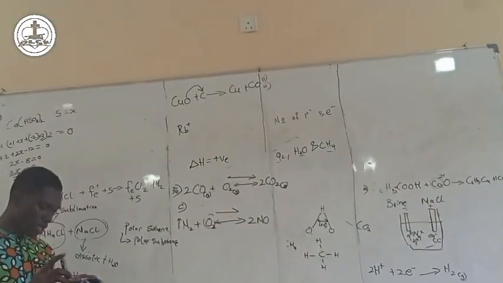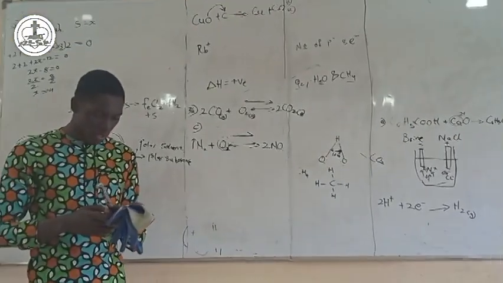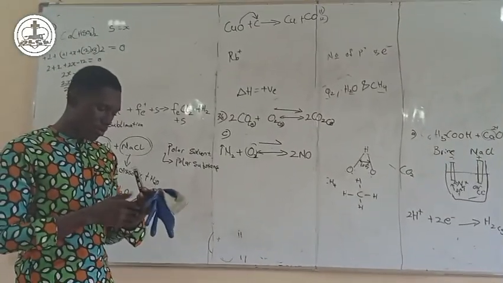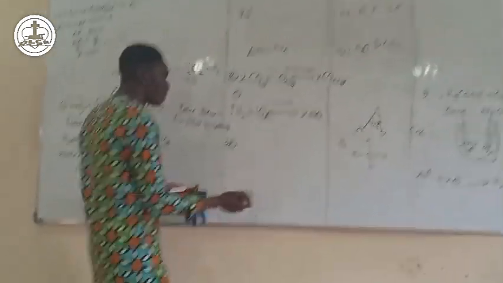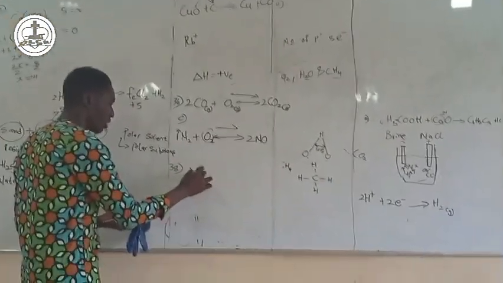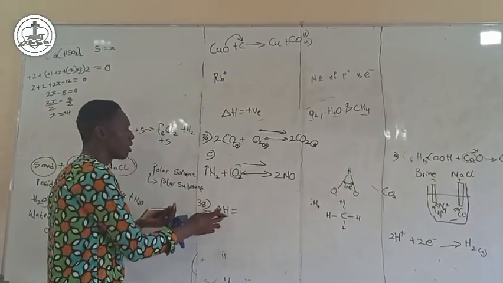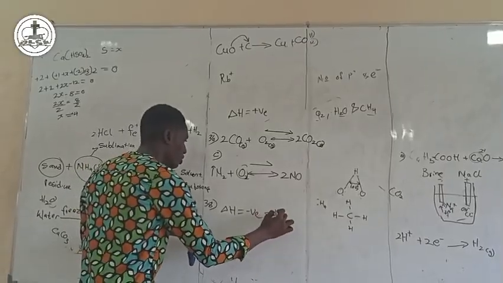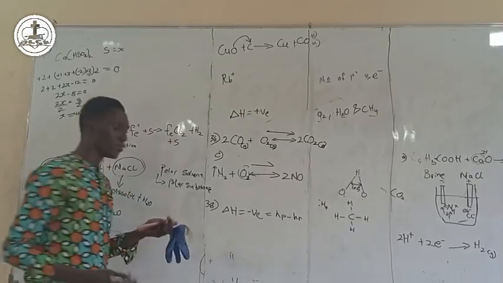It will decrease. Now moving on to the next question. Question number 38 says, if a reaction is exothermic, that means the enthalpy is negative. The enthalpy, Hp minus Hr, is negative.